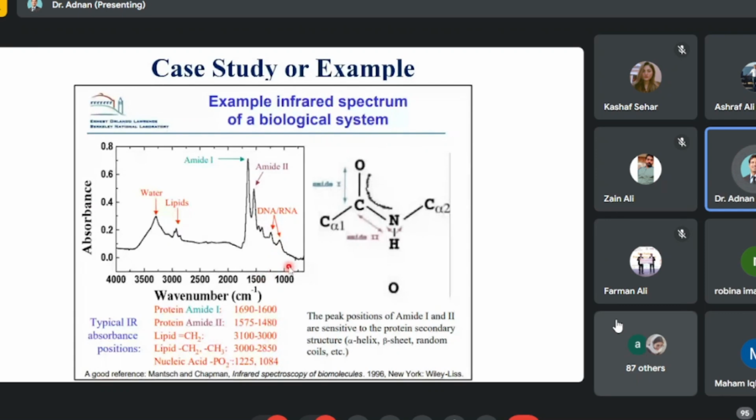Sorry guys, I have to mention that there are two regions. One is from 600 to 1600 per centimeter, the fingerprint region, where the peaks appear very near to each other and are very complex to analyze. Thereafter, 1600 to 4000 per centimeter is the functional group region, where the functional groups are present. So DNA and RNA you can determine in the fingerprint region, and other substances, for example water, lipids, and others, you can determine in the functional group region.